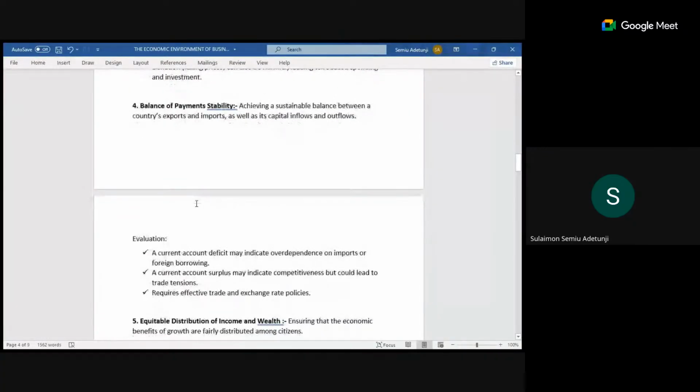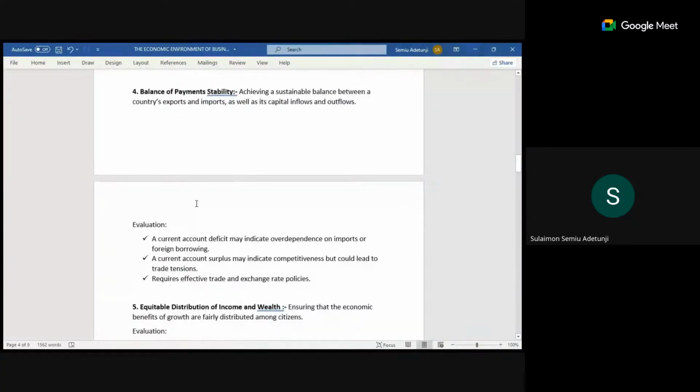Then what you look out for is a current account deficit. If the country is experiencing a deficit, that means they depend more on imports. That means they pay more. Then current account surplus. This is a kind of competitive position, but at the same time, this can still lead to trade tension.